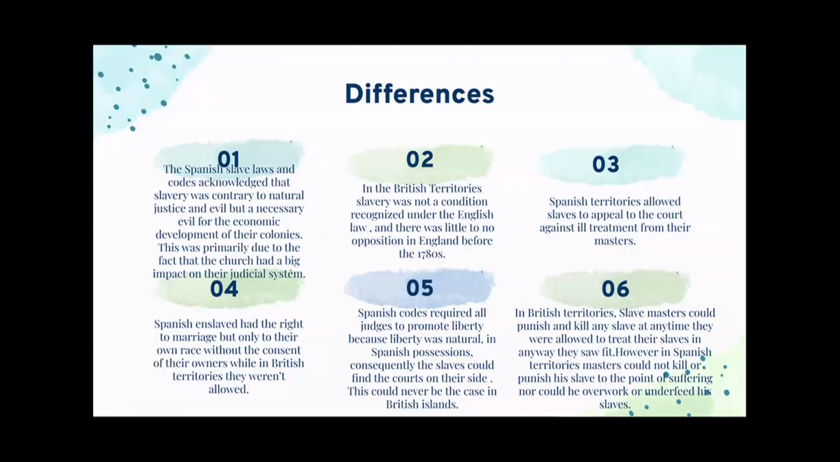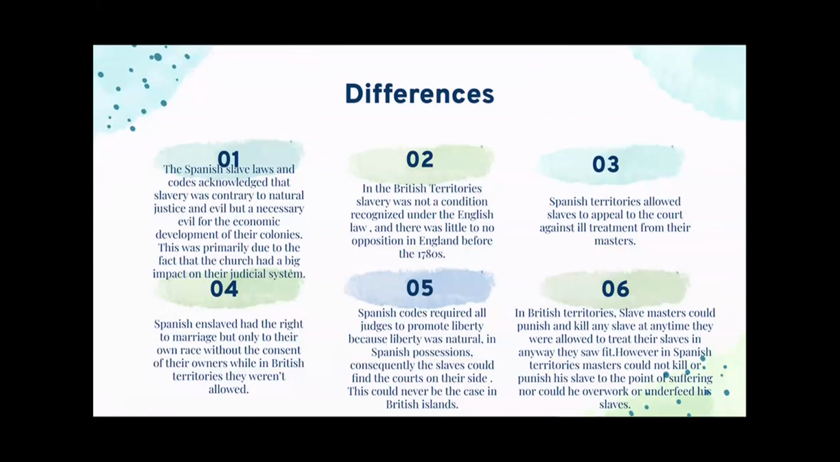Two, in British territories, slavery was not a condition recognized under English law, and there was little to no opposition in England before the 1780s. Three, Spanish territories allowed slaves to appeal to the court against ill treatment from their masters. British territories did not do so.